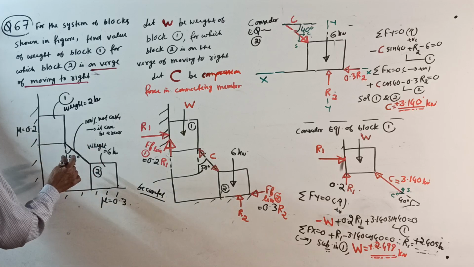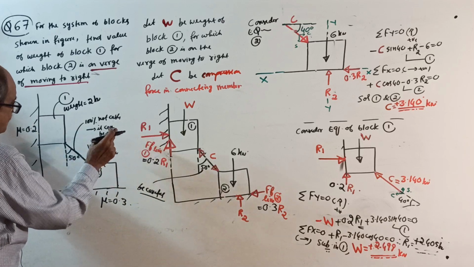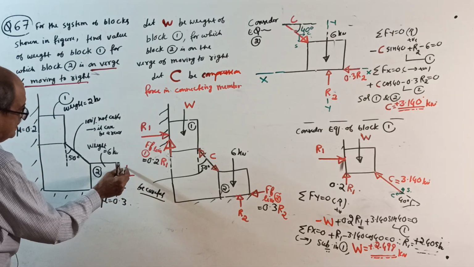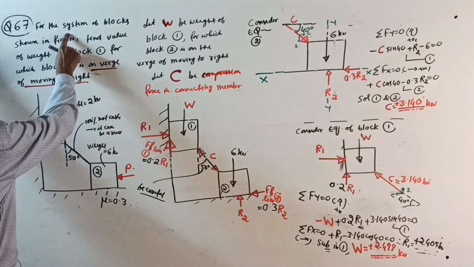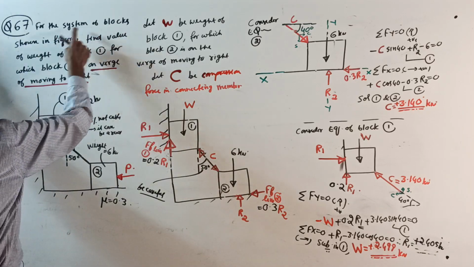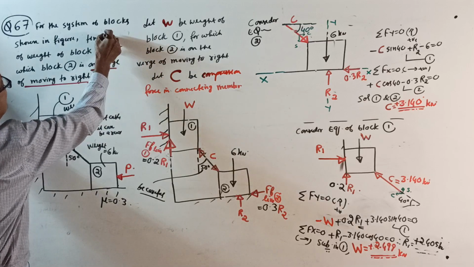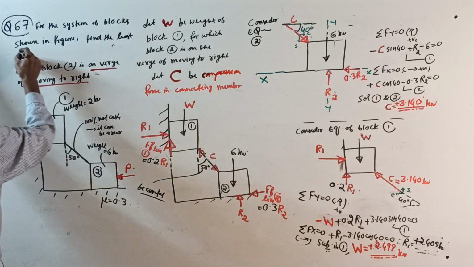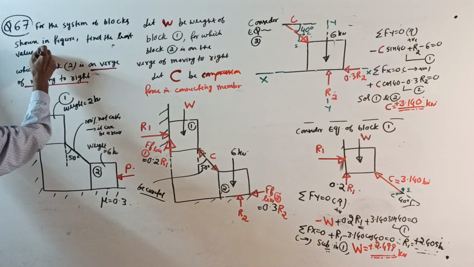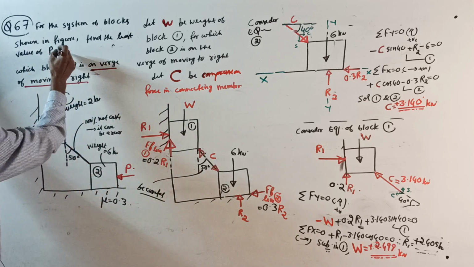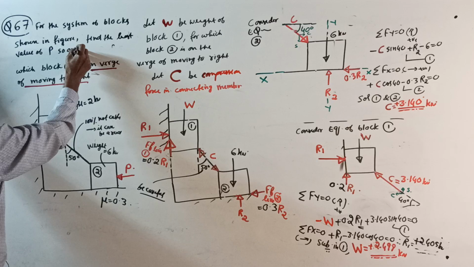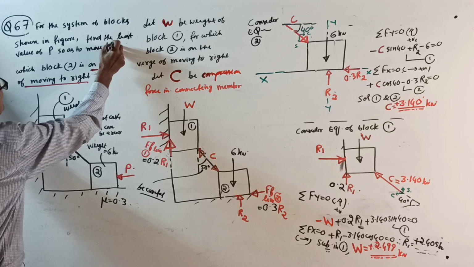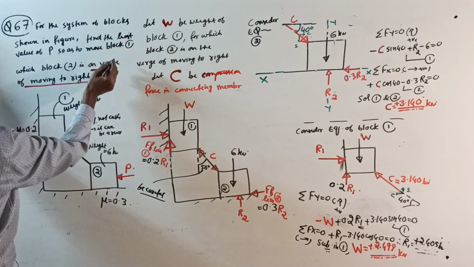Now, the question is the same, 100% cable. That's all the same. They want to apply a force here. Find, for the system of blocks shown in the figure, the least value of force P so as to move block 1 up the plane.